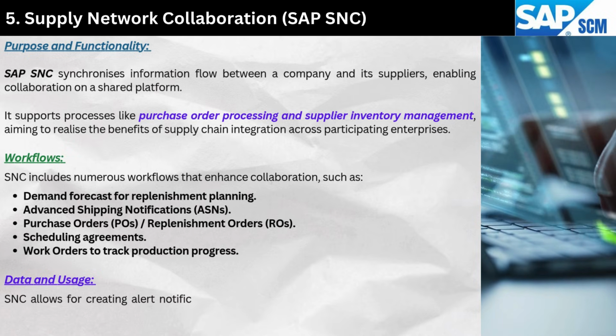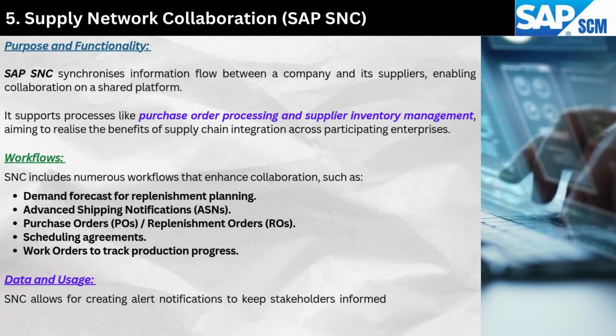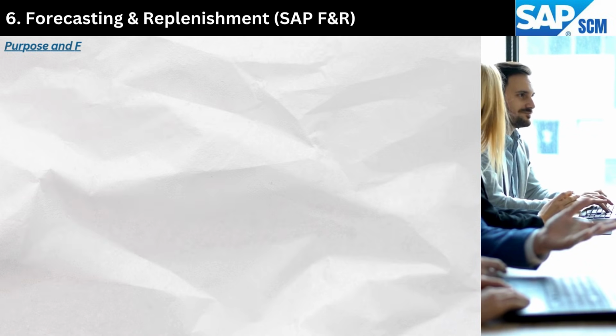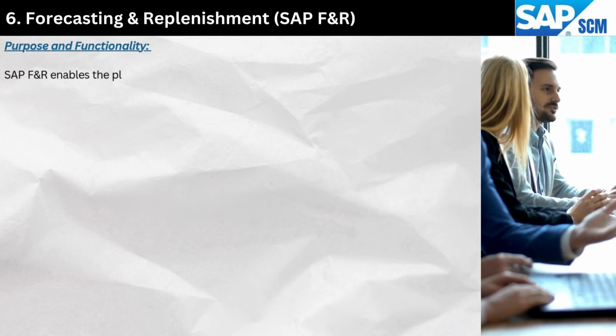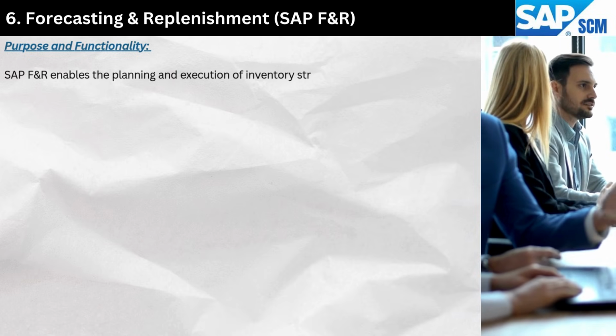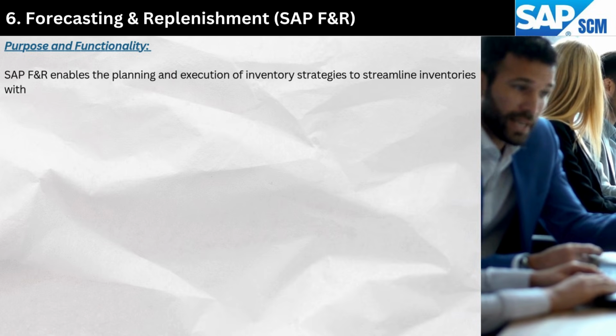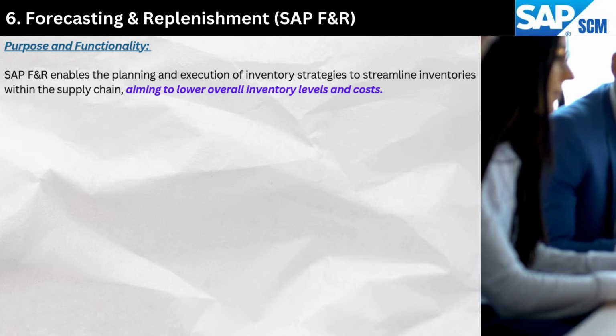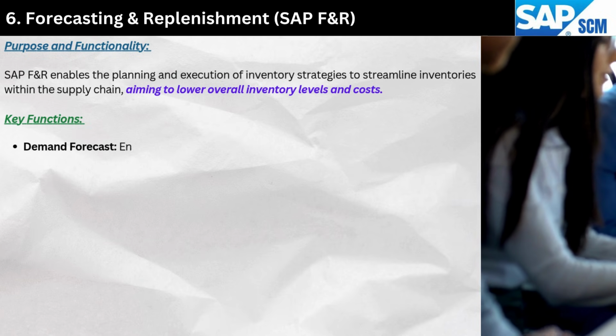Data and usage. SNC allows for creating alert notifications to keep stakeholders informed, e.g., on delivery delays. 6. Forecasting and Replenishment, SAP FNR. Purpose and functionality. SAP FNR enables the planning and execution of inventory strategies to streamline inventories within the supply chain, aiming to lower overall inventory levels and costs.